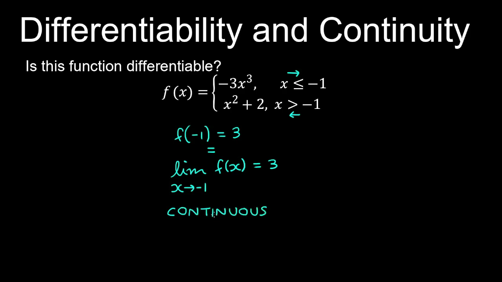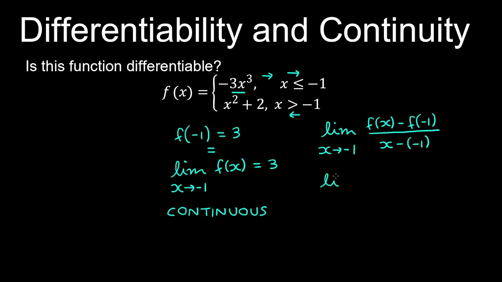And now we need to check if the function is smooth. So we take the limit as x approaches minus 1 from both sides of f of x minus f of minus 1 over x minus negative 1. So as x approaches minus 1 from the left, we take this as f of x. And f of minus 1 is 3.